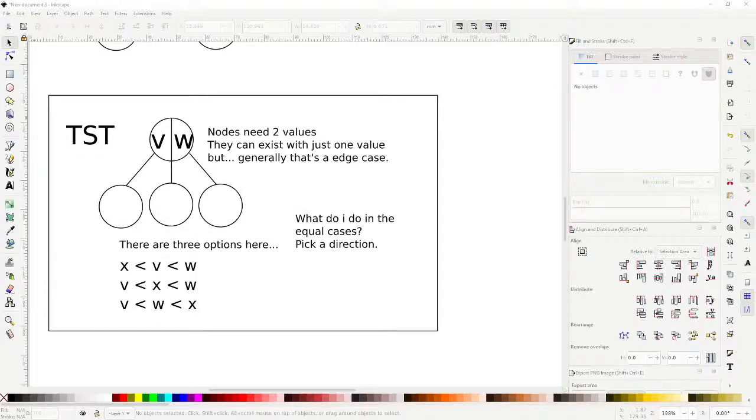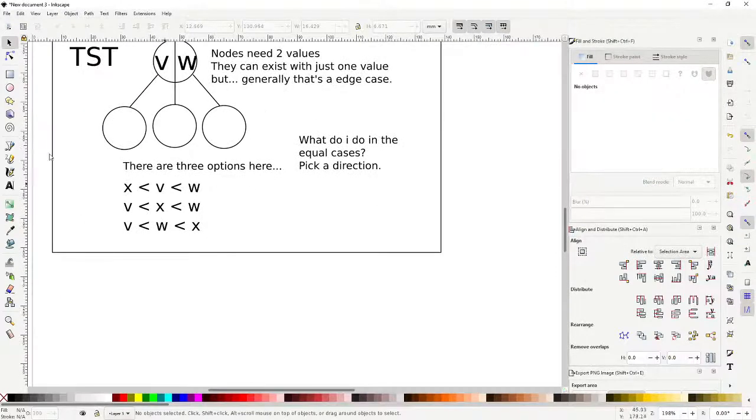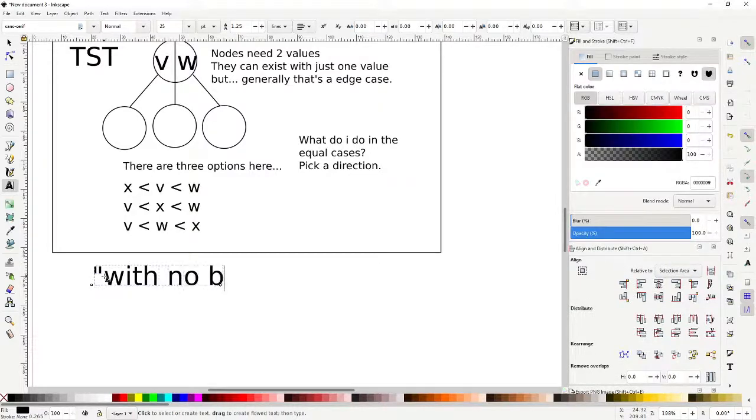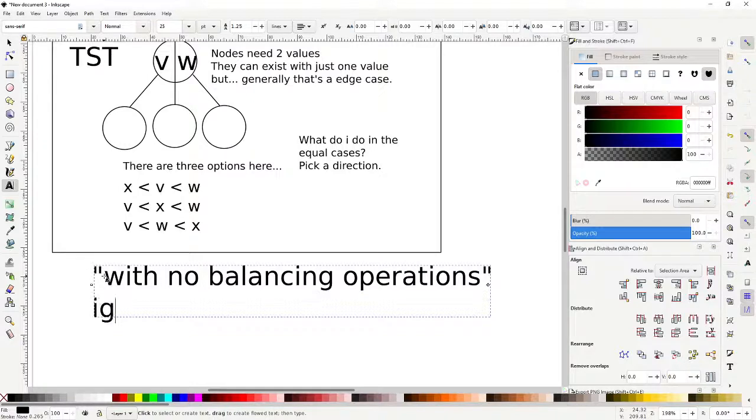The other confusion that a number of people have asked me about is what I mean by "no balancing operations." The whole reason I even wrote that, I really should have just deleted that sentence, that prepositional clause. Ignore it entirely.